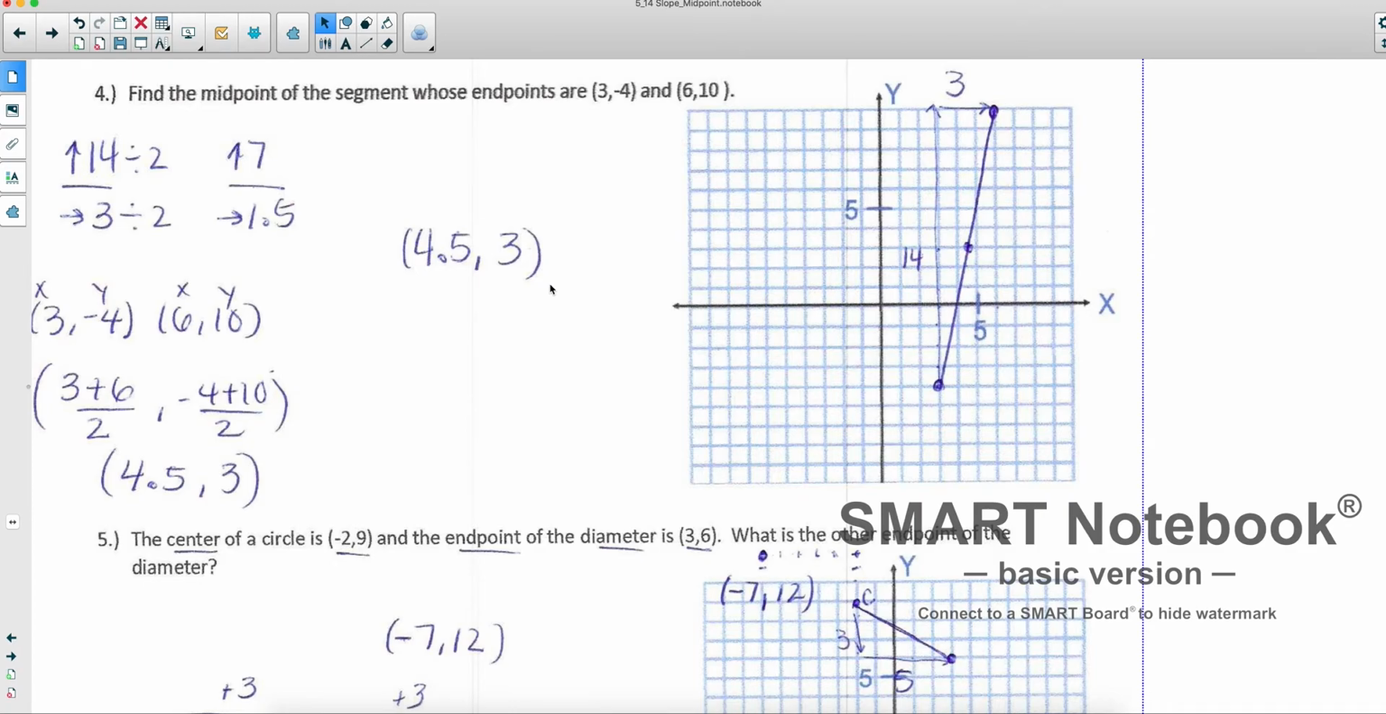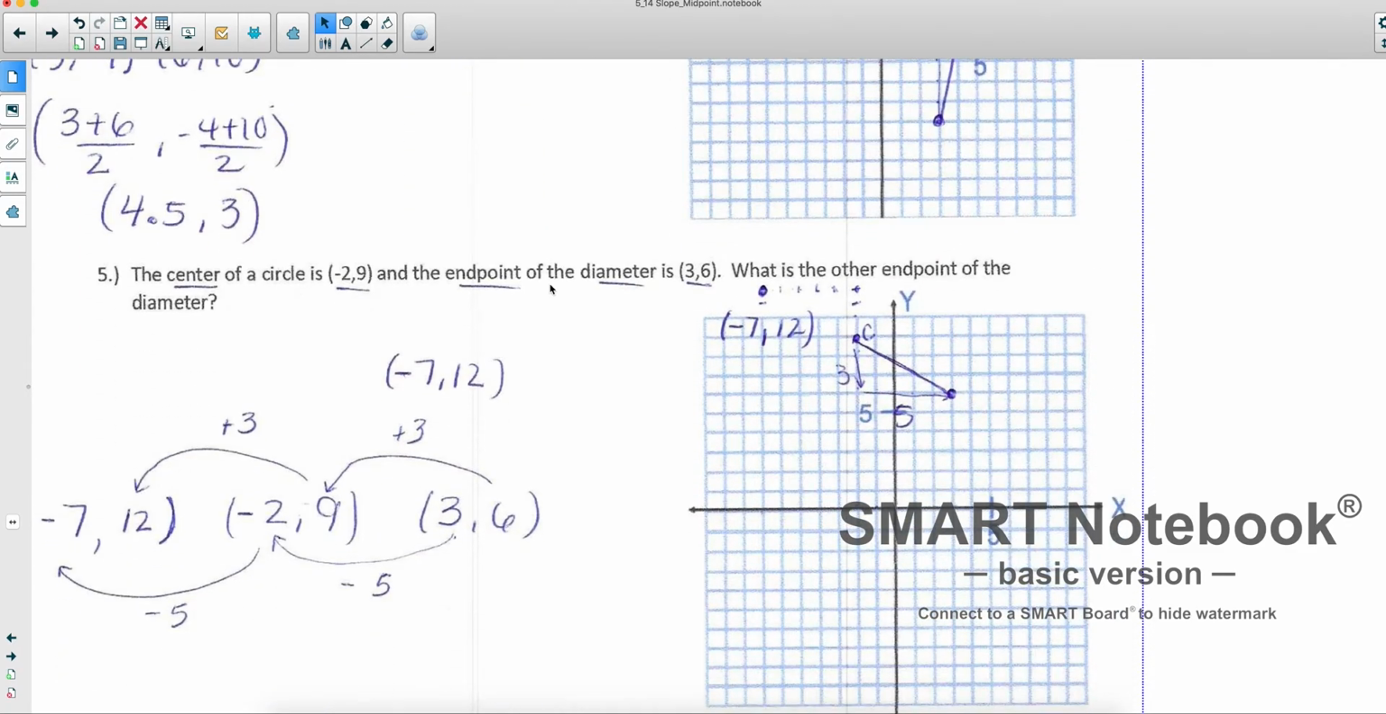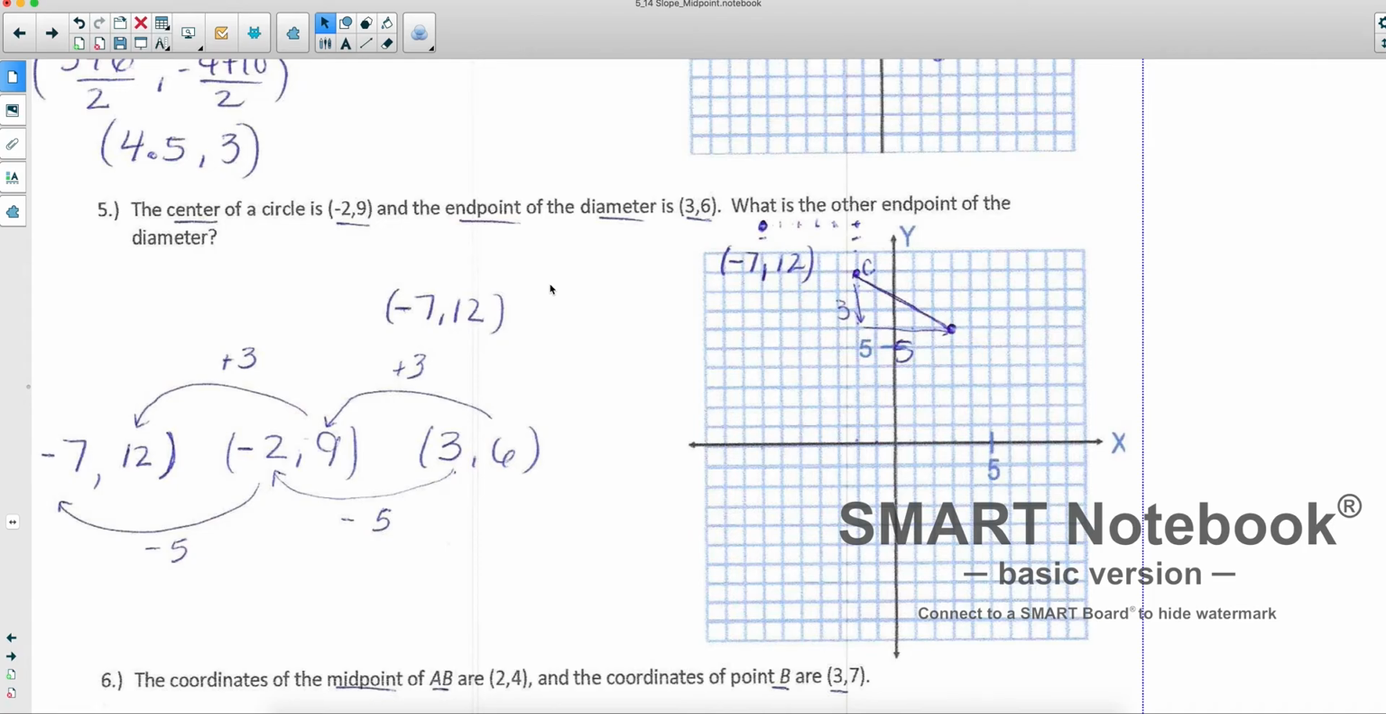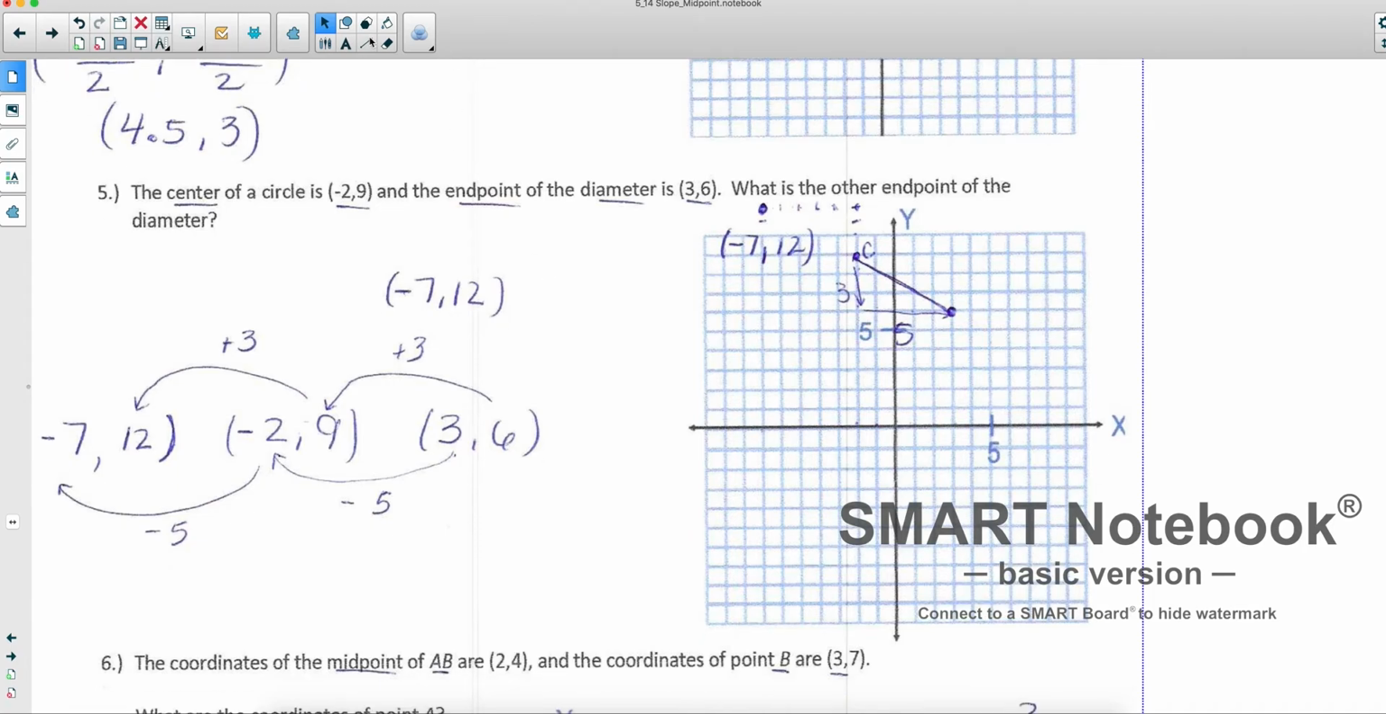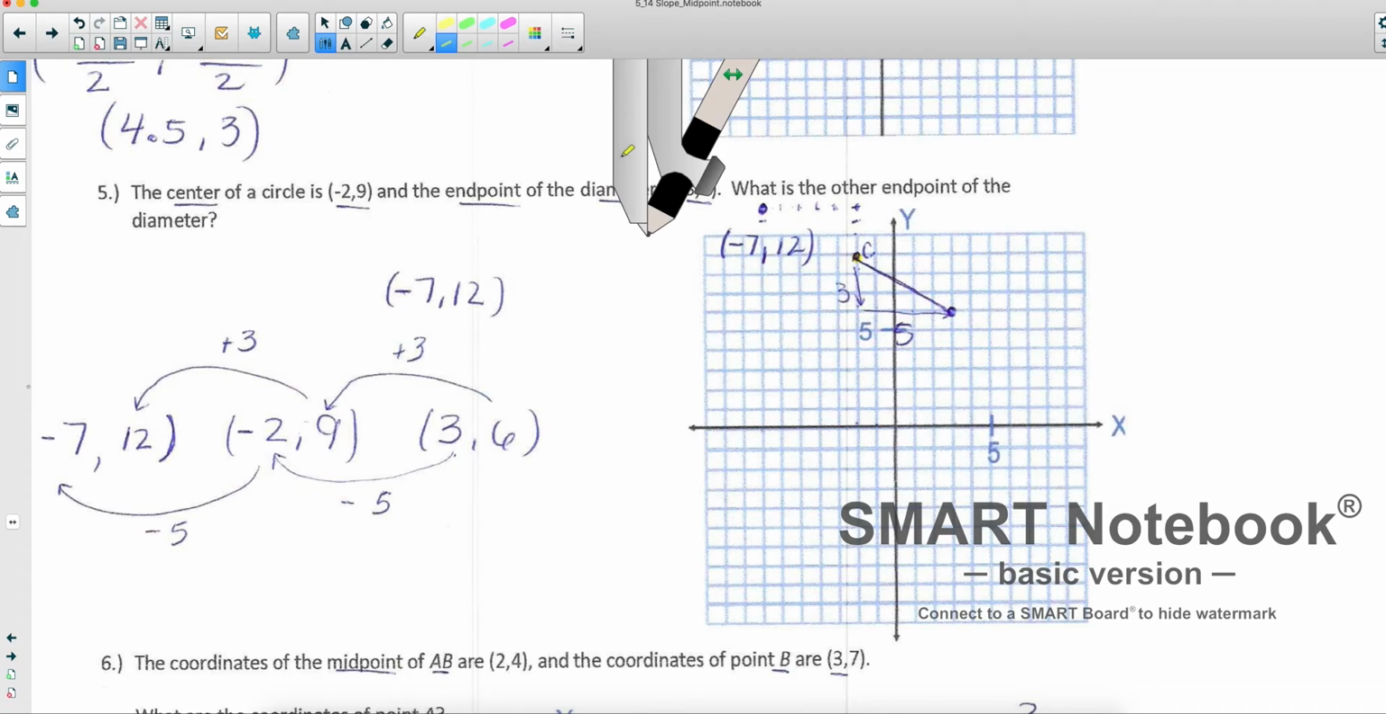Okay. Now we're just going to do 2 more examples where we're going to use the idea of midpoint, but maybe not exactly use the same formula. So let's take a look at number 5. So number 5 says the center of the circle is -2, 9, and the endpoint of the diameter is 3, 6. So they want the other endpoint of the diameter. So here's the center, here's the diameter. And you can think of this in terms of what we do when we use our compass, and let's see if this actually works, and it should.